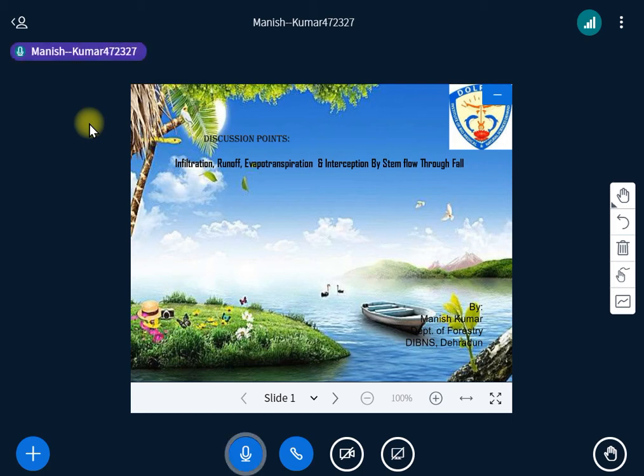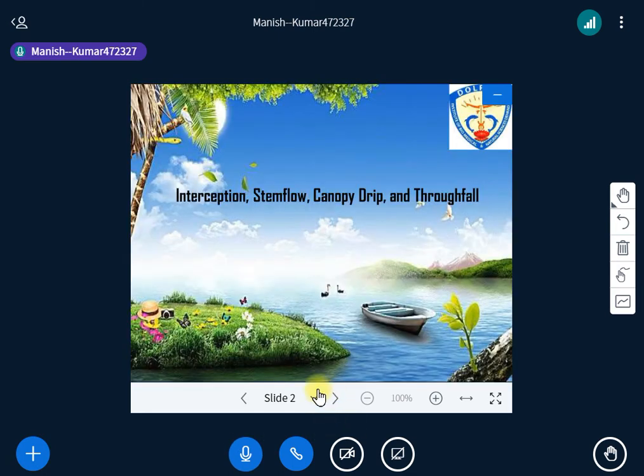Today the discussion points are already reflected on your screen: infiltration, runoff, evapotranspiration, interception, stem flow, and throughfall. So let's see how much we are able to cover here, and then we try to understand the concept behind this also. These are just some small topics that have been given in your syllabus, so we need to discuss them here in detail, right?